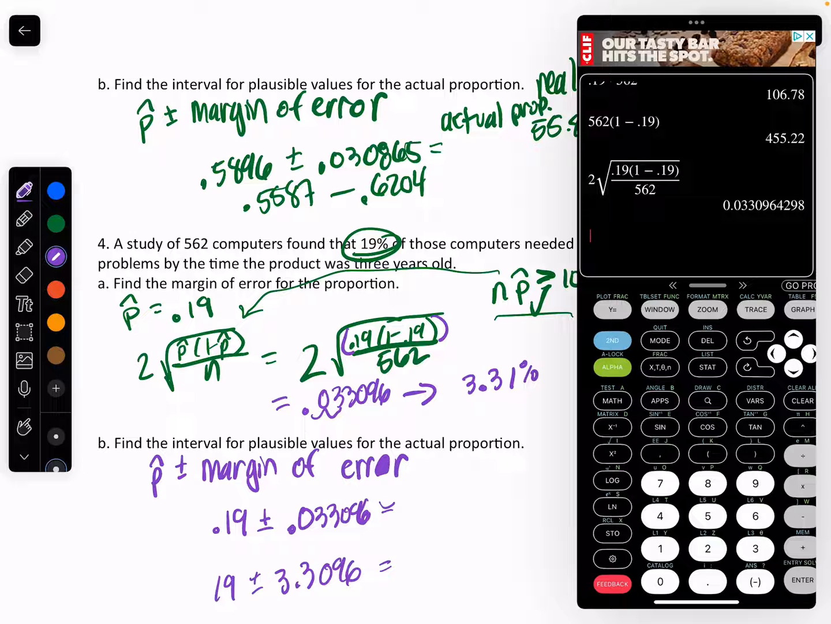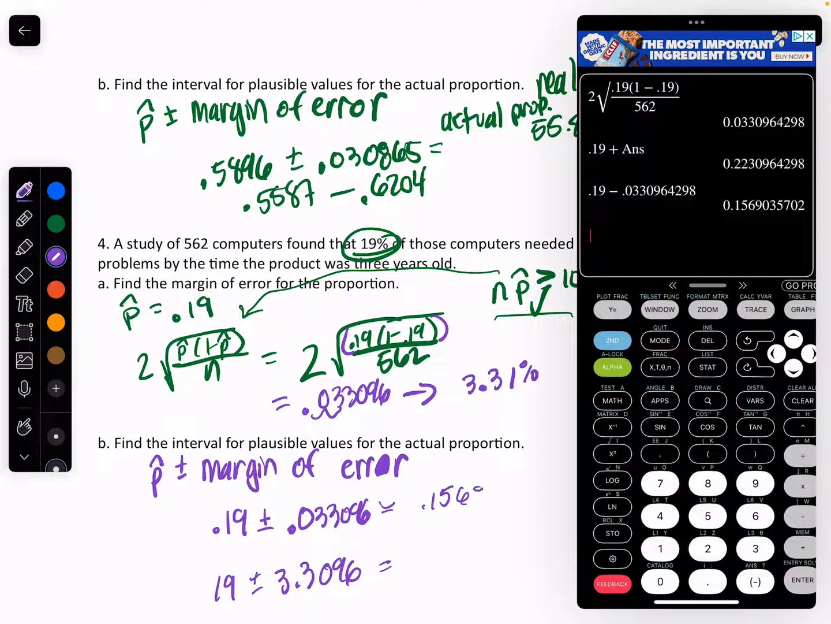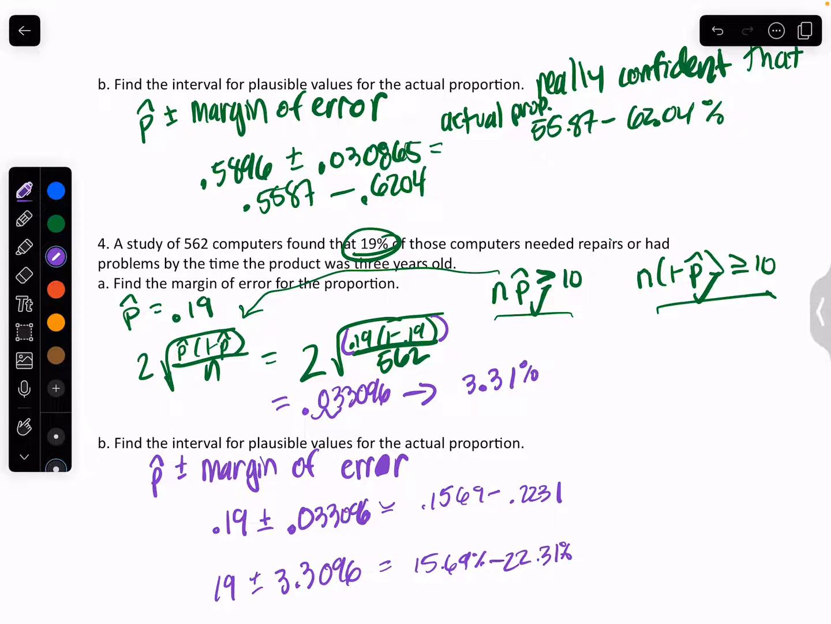So then here I can do 0.19 plus the second answer. So then my max is 0.223. And then if I do 0.19 minus 0.0330964298, so I don't have as much of a rounding error, I'm going to go from 0.1569 to 0.223, rounding. That would be the same as 15.69% to 22.31%. Now that's not a bad margin of error to have.